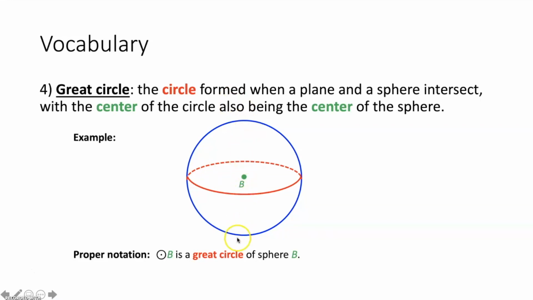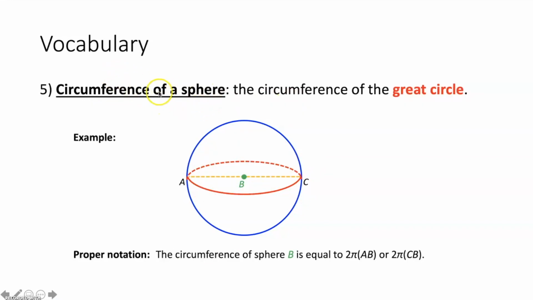Now, when you cut it, you're going to create a cross section that is a circle. That circle, whose center is also the center of the sphere, point B in this case, would be considered a great circle. Next vocabulary term is the circumference of a sphere. That would be the circumference of the great circle. So we just said to create the great circle, you need to cut your sphere perfectly in half, and that circular cross section would be considered the great circle.